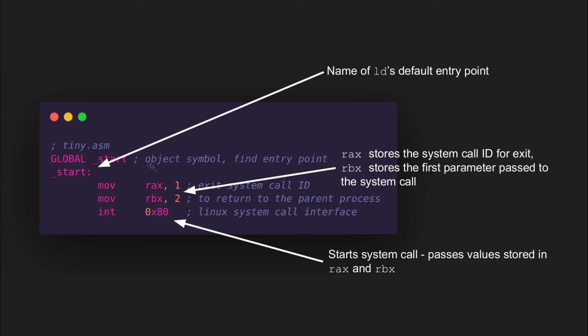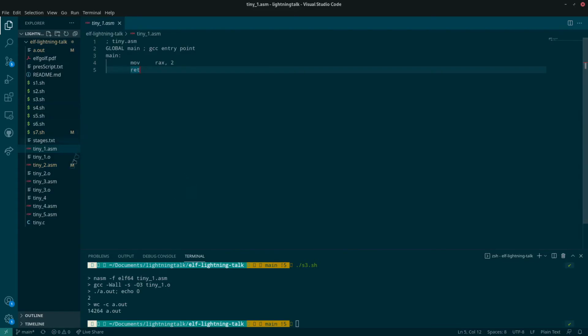RAX we are going to fill with the system call ID for exit as defined in the Linux kernel documentation, and RBX is going to store the parameter that we actually want to return. So what happens when we call this int 0x80 is we are saying to the Linux kernel, yes, I would like you to do the thing with ID 1, which is exit, and I want you to use this operand that's in RBX too. So what it will do is it will return 2, fairly simple. So yeah, let's actually do that.